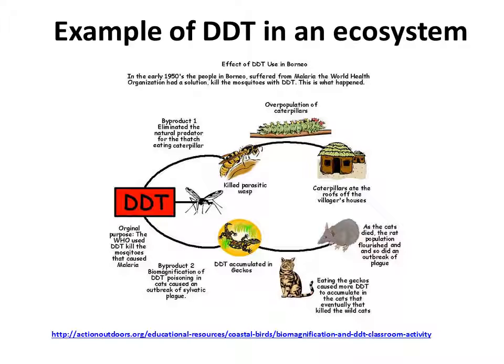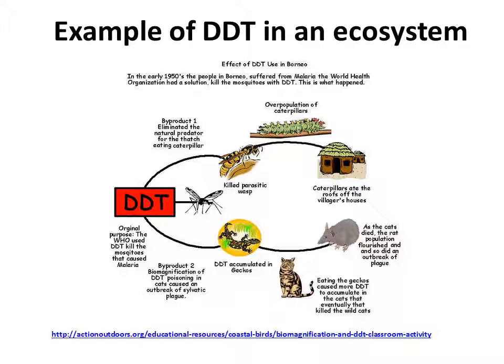Unfortunately, there was an unintended consequence. In fact, there were two of them. So let me look at the top one. DDT is an indiscriminate insecticide, which means that it will not only kill mosquitoes, it will kill many other types of insects. In Borneo, it killed parasitic wasps, which were plentiful and kept control over insects. So this is a natural predator for what? A caterpillar. And this caterpillar is called a thatch-eating caterpillar.